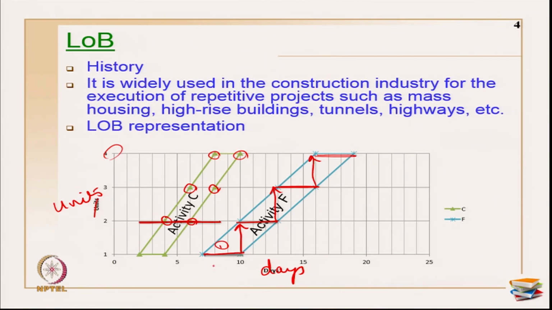If I want to know, for example, there is a crew composition called crew H, what is the time duration taken by that particular crew? It starts on day 7 and finishes on day 19. That is how I have to interpret the crew representations also. Everything can be easily understood in a LOB diagram. Okay, then next.